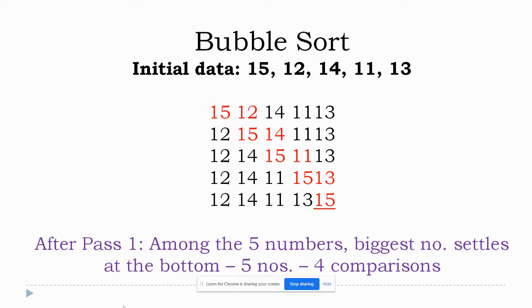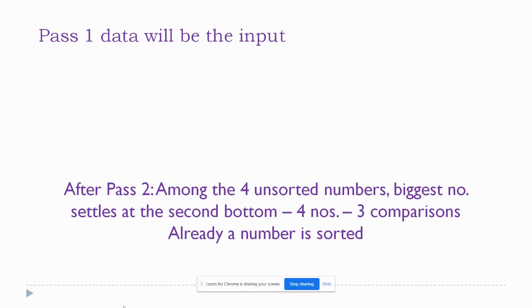Here if you see, the biggest element is getting settled at the bottom. So at the bottom you are able to find the biggest element of all the 5 given numbers. Among the 5 numbers, in order to obtain the last number or the biggest number, I have done 4 comparisons for the given 5 numbers.